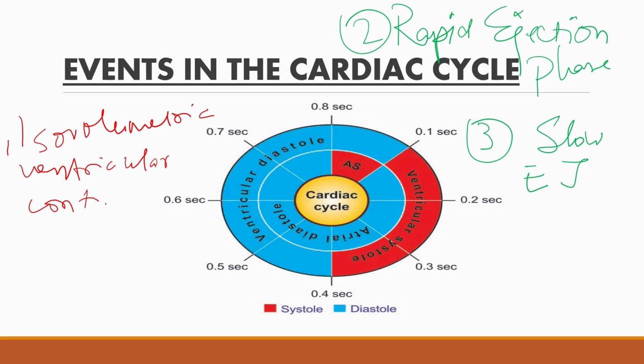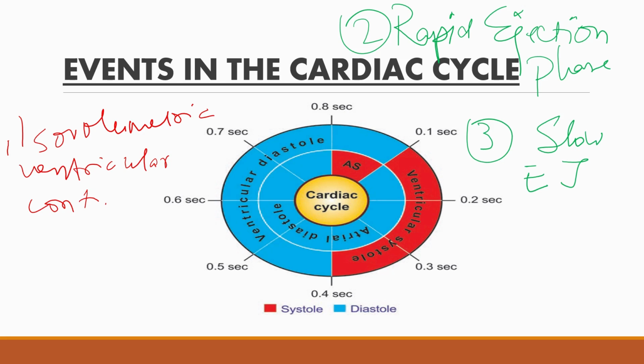They are mainly the protodiastolic phase, isovolumetric relaxation, rapid filling phase, and slow filling phase. Last time I mentioned the rapid ejection and slow ejection phase, but in this ventricular diastole, we have the rapid filling phase and slow filling phase. Correct?